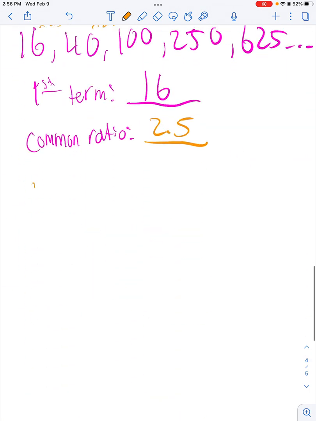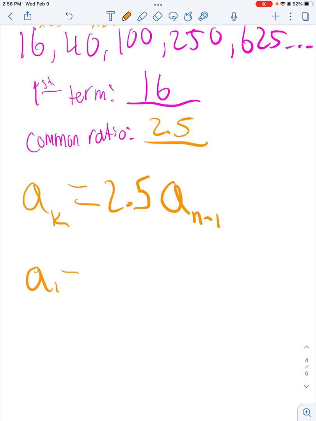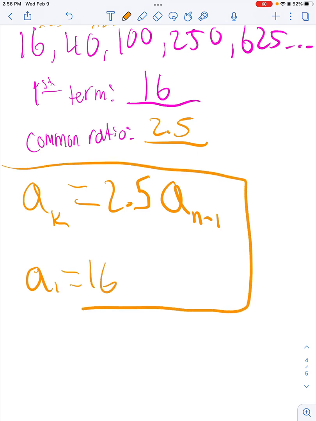Going off of my template here, a sub n, or you could call it k, you can call it whatever you want. A sub k equals 2.5 multiplied by the previous term. Again, I have to include my starting point, which is 16. Oh, I used k's and n's. That's not correct. You have to stay consistent. All right.